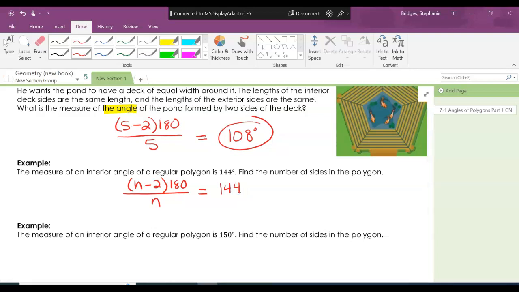Okay, so this time we're kind of working backwards to figure out how many sides we have. They told me what the measure of one of the angles is, so I can take that and set it equal to the formula to find the measure of one angle. And I can solve this for n. First things first, do we want to get rid of that fraction? Yes. So I can do that by multiplying both sides by the denominator, which is what? n. So I'm going to multiply both sides by n.